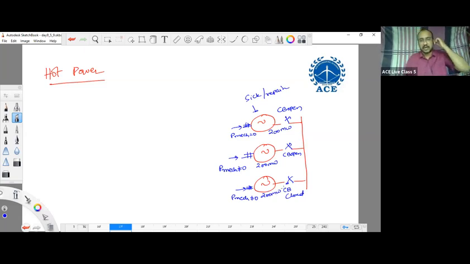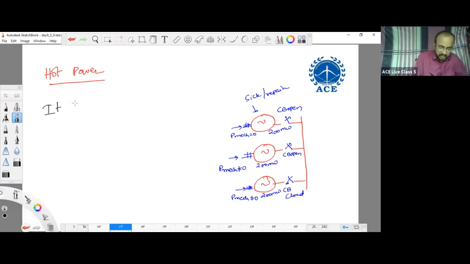How can you define hot power? Hot power means the amount of power which is in operation but not in service. Here it is not delivering any power to the load, but the unit is under on condition. That is, all the auxiliaries are running, and minimum mechanical input is being given. So that is known as hot power.